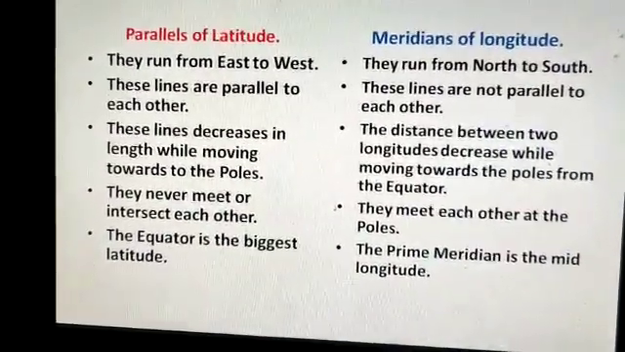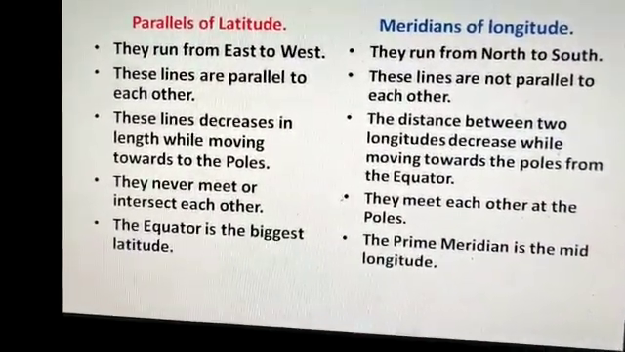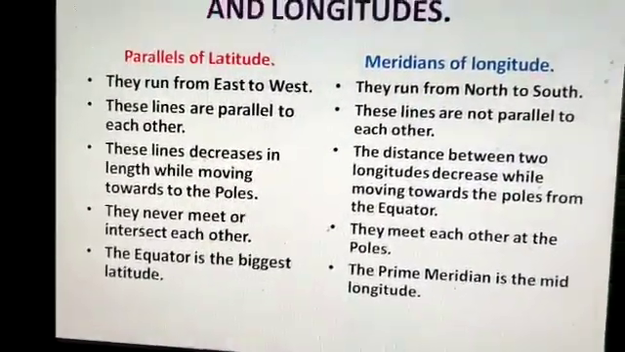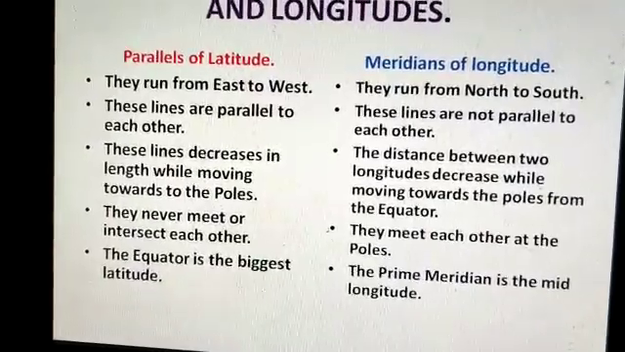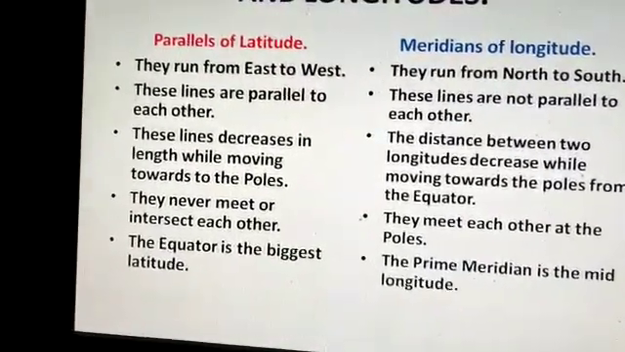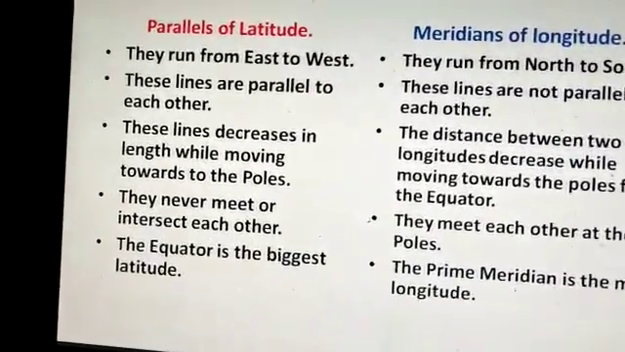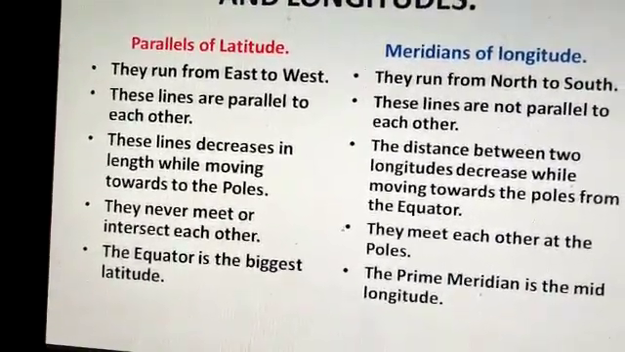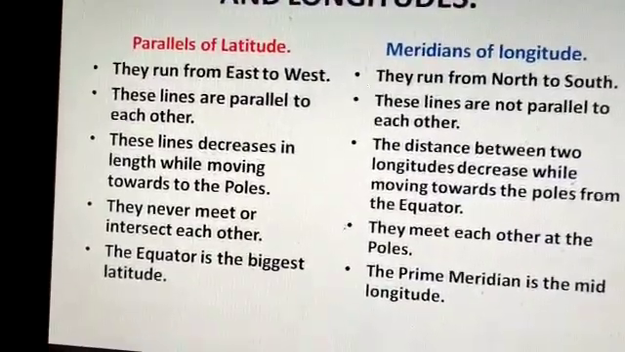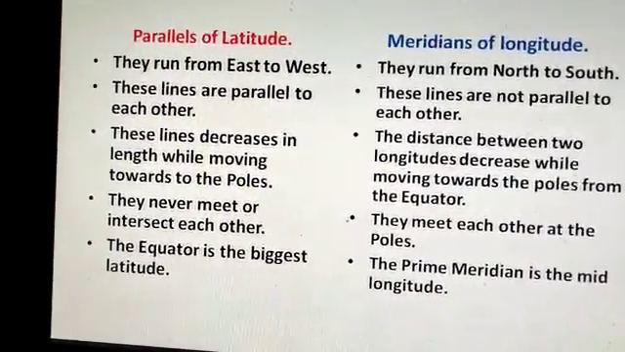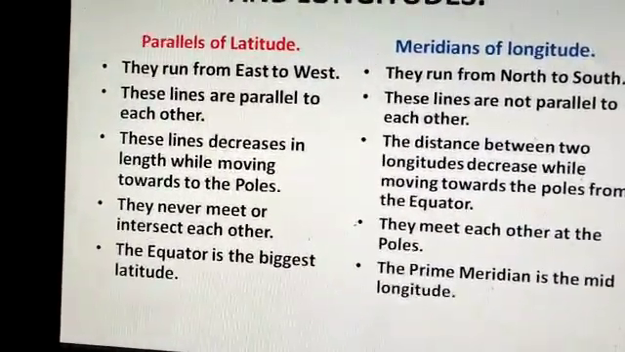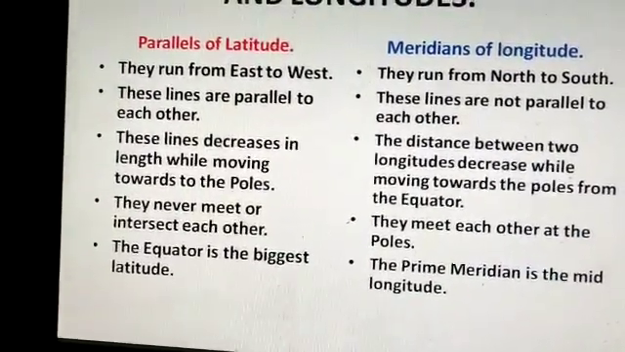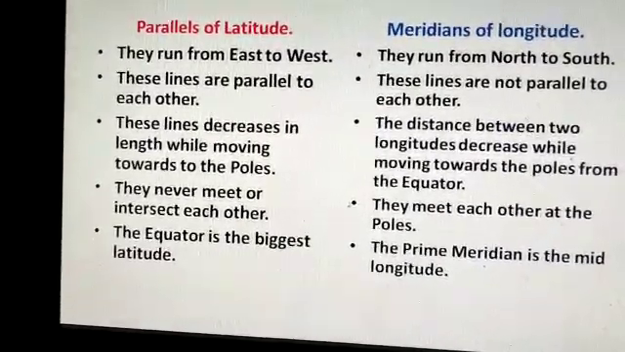Parallels of latitude decreases in length while moving towards the poles. Meridians of longitude, the distance between two longitudes decreases while moving towards the poles from the equator. Parallels of latitude, they never meet or intersect each other. Meridians of longitude, they meet each other at the poles.